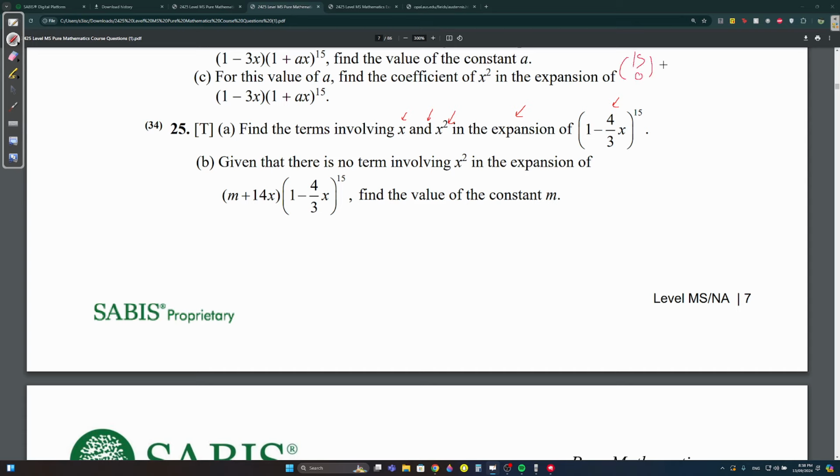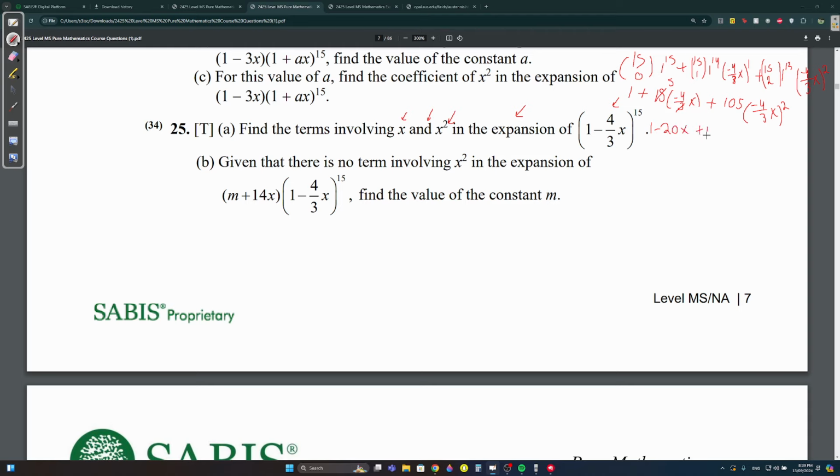We get 15c0, 1 to the power of 15, right? Plus 15c1, 1 to the power of 14, times minus 4 over 3 x to the power of 1, plus 15c2, 1 to the power of 13, times minus 4 over 3 x to the power of 2. Okay, 1 plus 15 times minus 4 over 3 x, plus 105 times minus 4 over 3 x squared. Let's simplify this. This with this is 5 times minus 4, which is minus 20x.